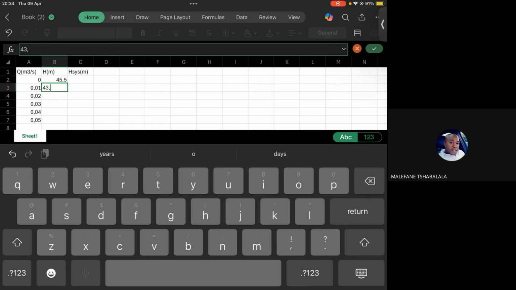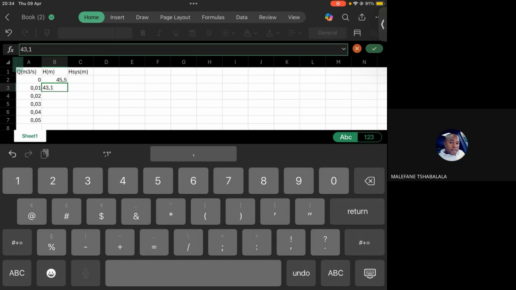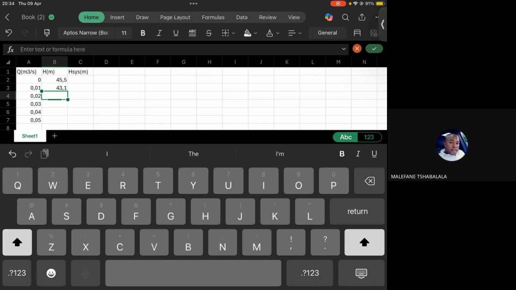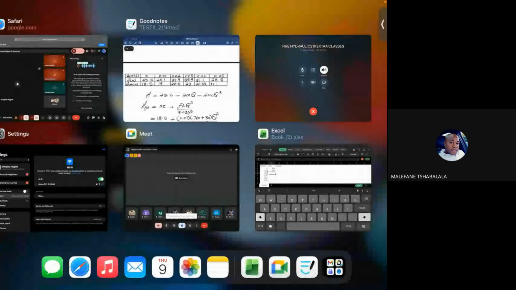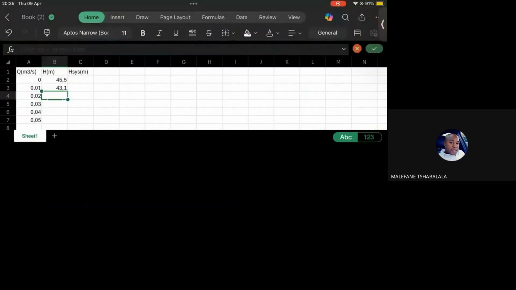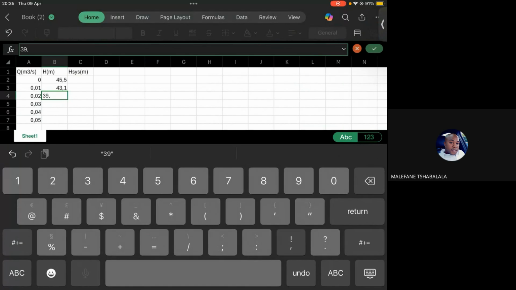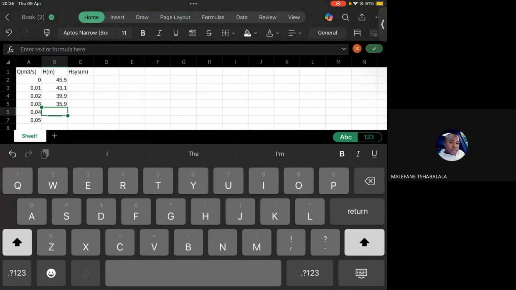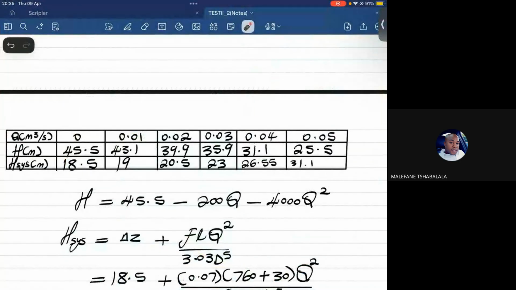Then enter. After 43.1, we've got 39.9 and then 35.9. So we'll have 39.9 followed by 35.9. And after that, you will have the last two already, which are 31.1 and 25.5.